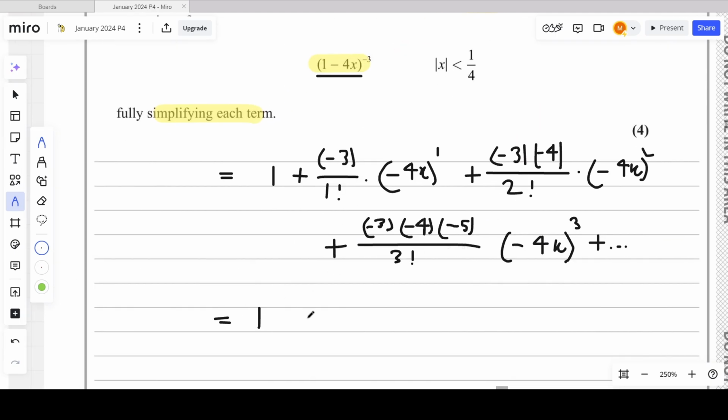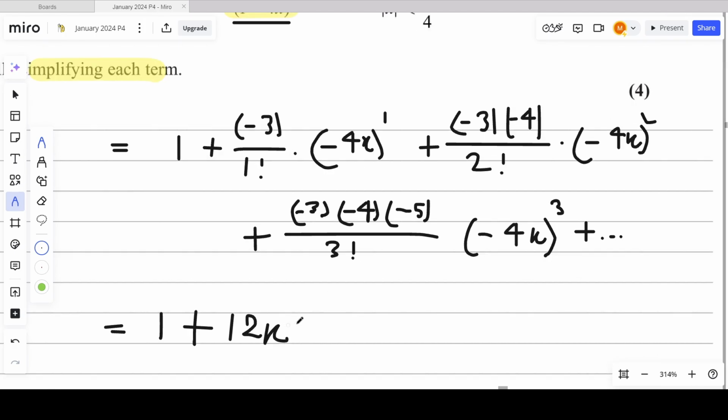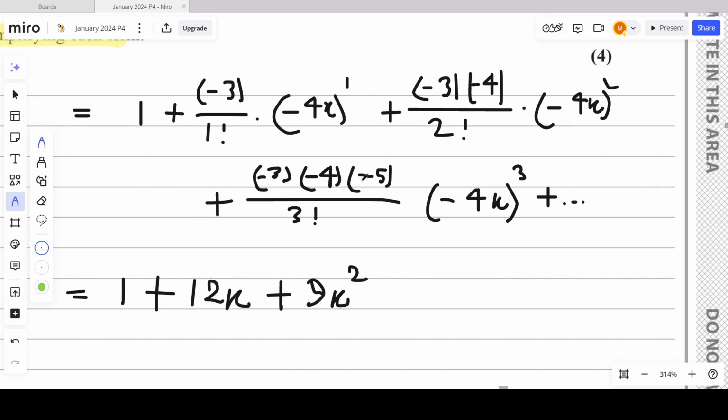Now just simplify the terms. Negative 1 times negative 3 times negative 4 is plus 12x, right? Then negative 3 times negative 4 is 12, over 2 factorial is 6, and 6 times 16 is 96, so it will be plus 96x squared. And then negative, positive, and negative times negative will be positive. I'm writing the sign at first, multiplying the signs first, and then the magnitudes.